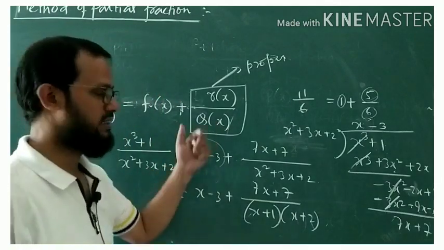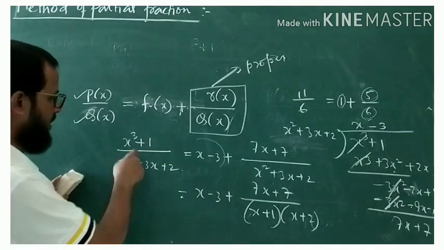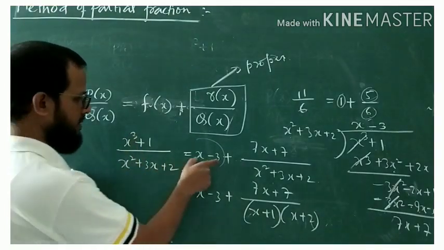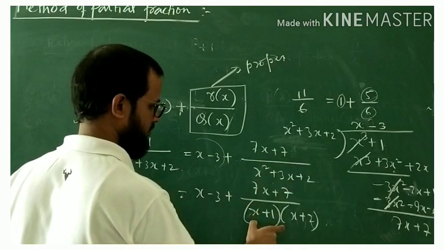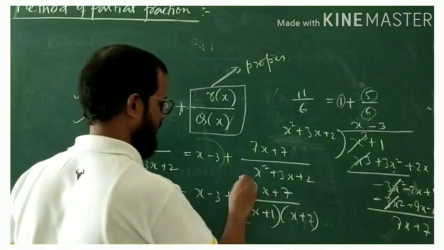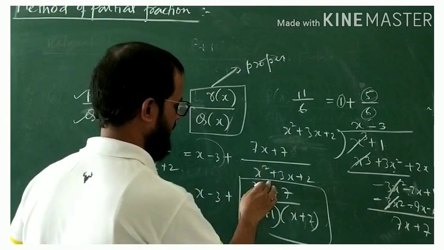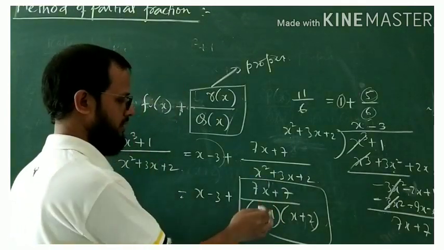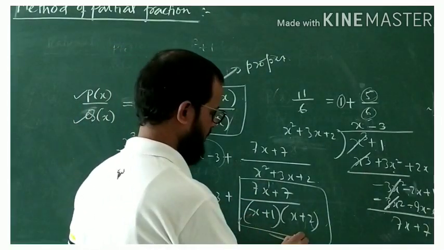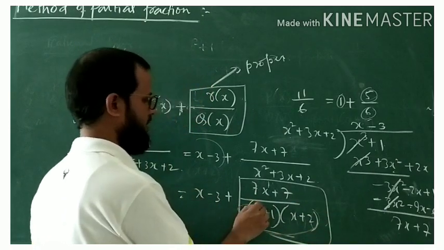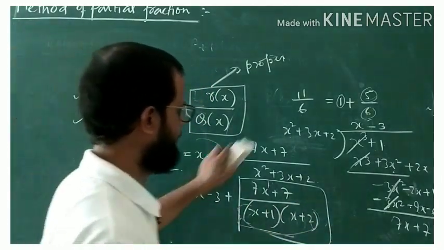Why? Because qx can be factorized. From this example, if you divide this by this, you get a function fx, this is your remainder, this is your qx. Qx is also factorized, so this is a proper fraction. Power of x is 1 here, and in the denominator the power of x is 2. So the degree of the numerator is less than the degree of the denominator. Therefore this is proper, and since it is factorized, it can be resolved into a partial fraction.